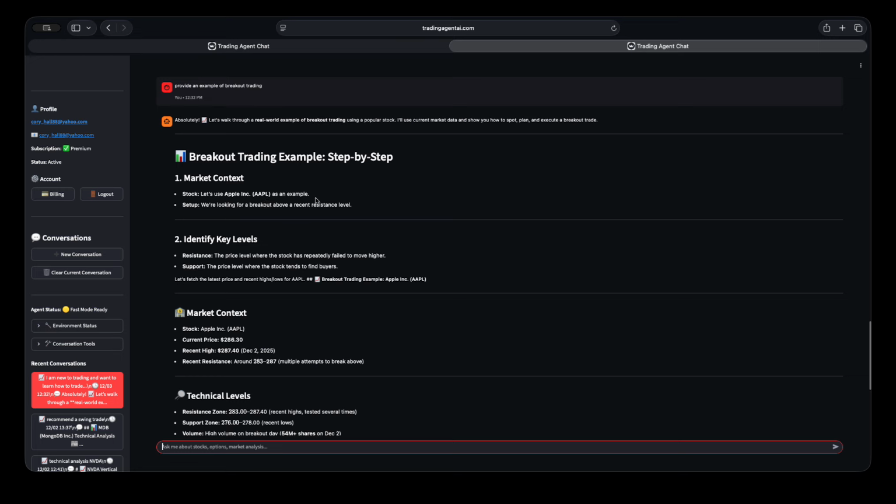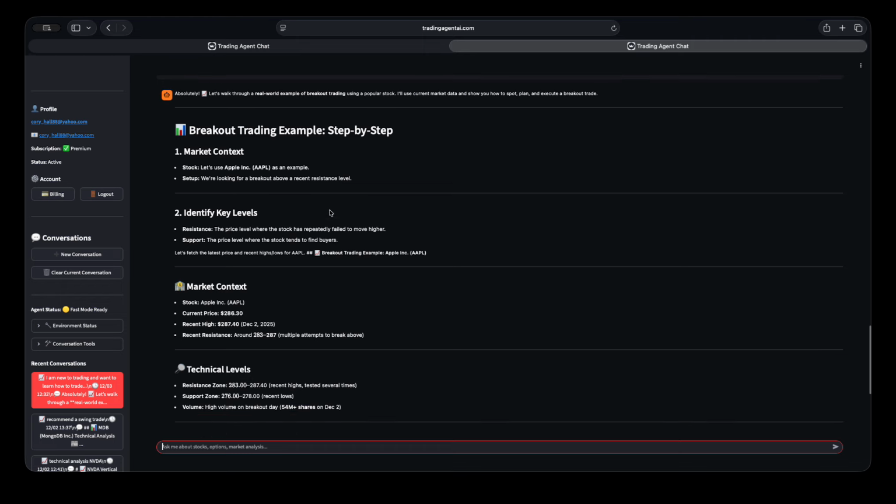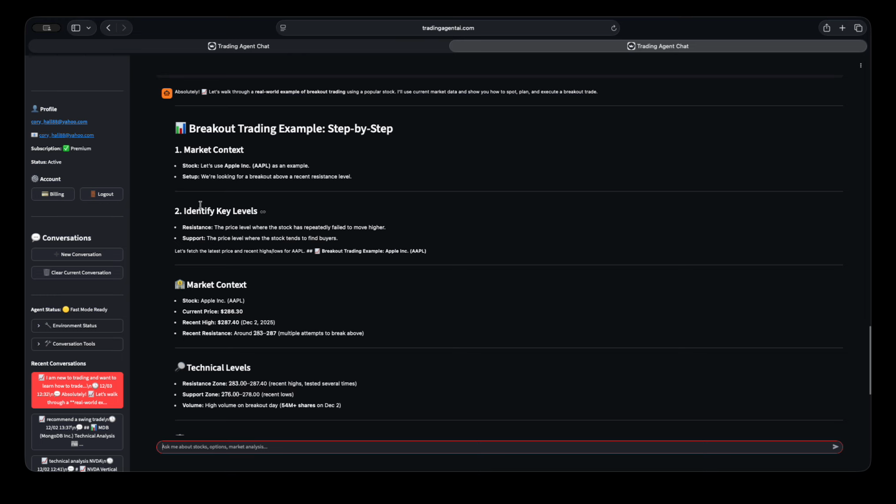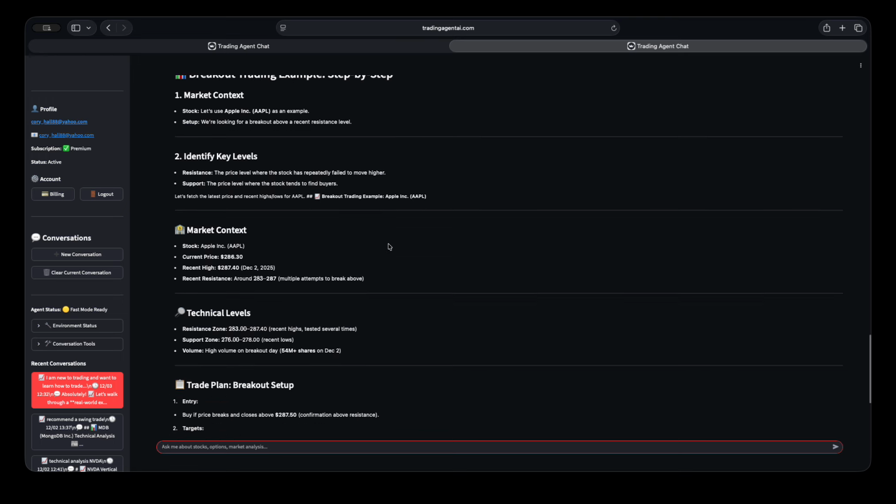So your market context: we're going to use Apple as an example. We're looking for a breakout above a recent resistance level. And so the first thing we're going to do is identify some key levels. Resistance is the price where the stock has repeatedly failed to move higher. Support is the price level where the stock tends to find buyers.